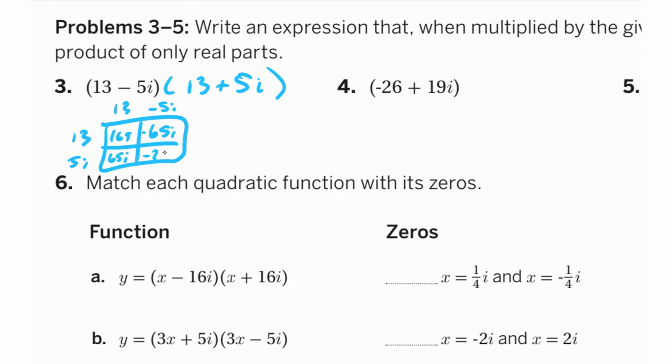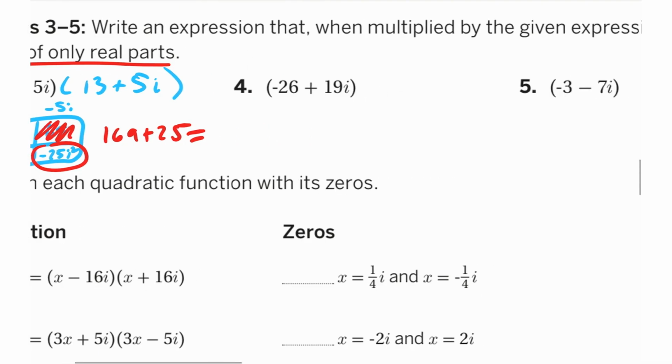Then we get negative 25i squared. So what you notice here is that positive 65 and negative 65 cancel out. Negative 25i squared becomes positive 25. And then that will give us a product of only real values because all my i's have now gone away. So if we know what we know about conjugates, I'm not going to necessarily multiply that out again. Now I'm just subtracting 19i instead of adding it.